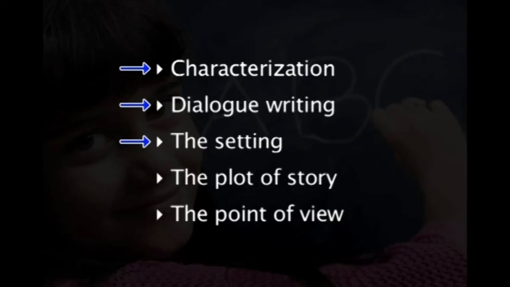Till now, we have seen the first three components of constructing a narrative, that is, the characterization, the dialogue writing, and the setting. Now, let us continue with the next two elements of constructing a narrative. They are the plot and the point of view.